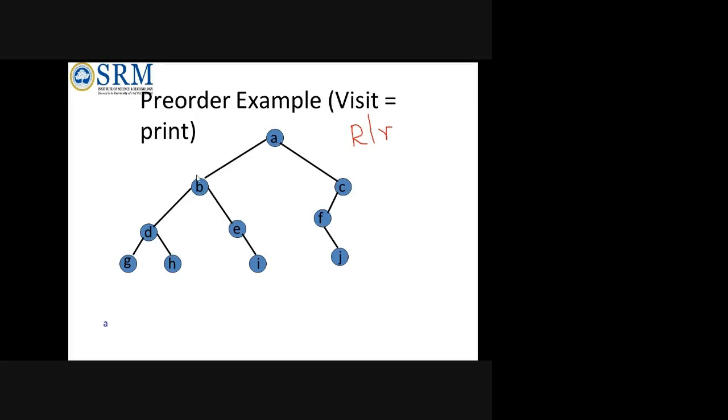But B is now the root. It will act as a root now. So again, when it comes to the recursion part, it will go to D. Now D is the root, and then its child. So this is how it happens. If it has a root, it will go here.